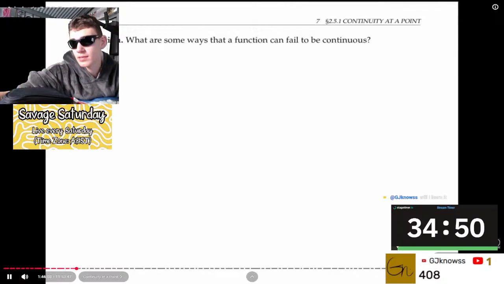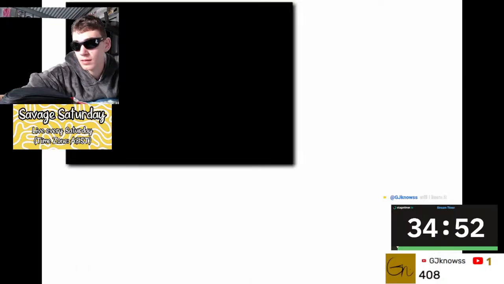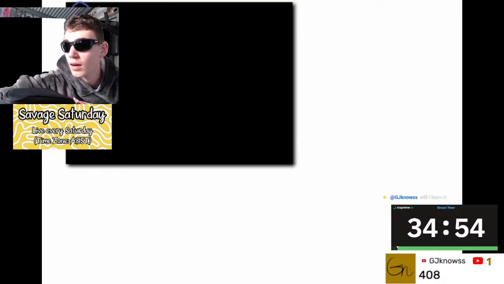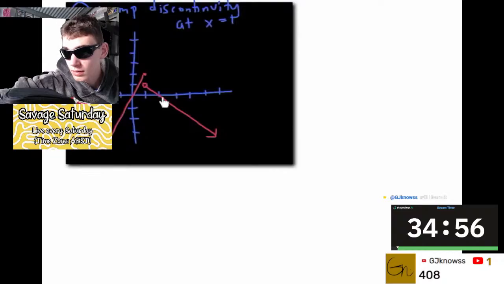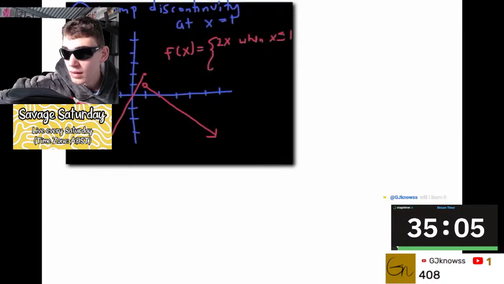graphs of at least 2 different functions that fail to be continuous in different ways. One common kind of discontinuity is called a jump discontinuity. A function has a jump discontinuity when its graph separates into two pieces with a jump between them. This particular function can be described as a piecewise defined function with 2 linear equations: f of x equals 2x when x is less than or equal to 1, and f of x equals negative x plus 2 when x is greater than 1.